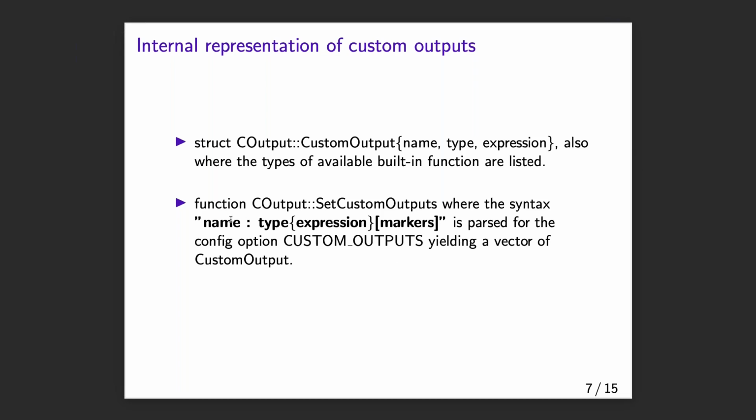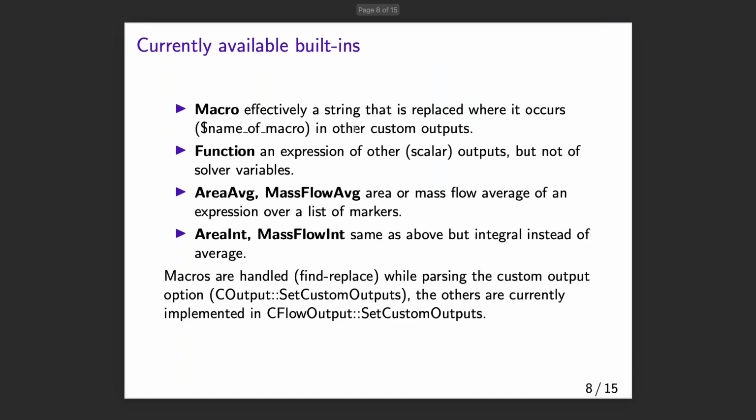So there's this function that takes that raw string in the config file and creates just a vector of these custom outputs. On that note, the available built-ins we have right now are a macro, and macro is basically just a string that is replaced where it occurs in other custom outputs. So this does not create a new output by itself. It's just a mechanism to save typing. So yeah, if you know me, I don't like to duplicate things.